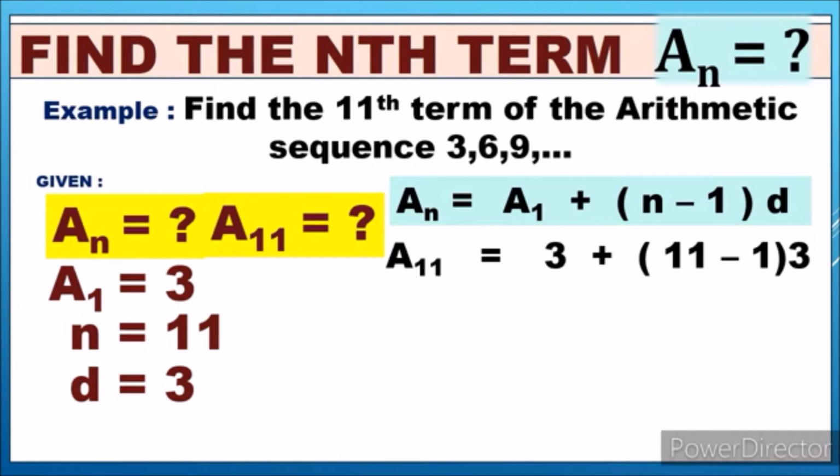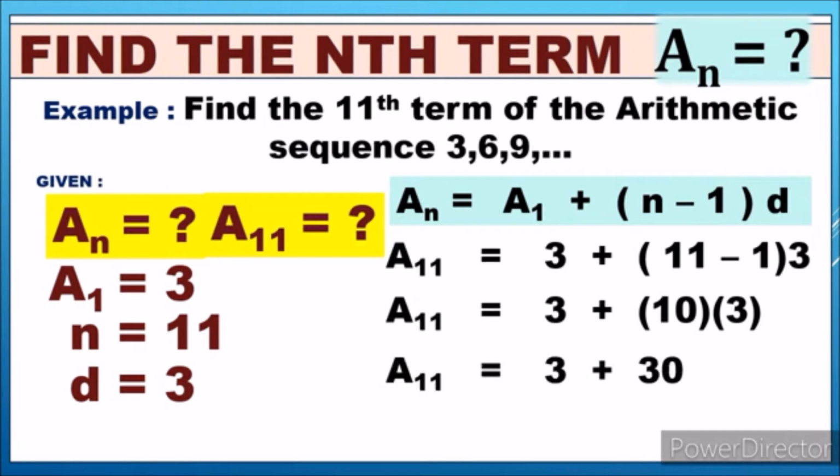And then simplify 11 minus 1, applying PEMDAS, we have 10. So we have now a sub 11 equals 3 plus 10 times 3. And then multiply 10 times 3, that is 30. Then a sub 11 equals 3 plus 30, which is a sub 11 equals 33. So 33 is our 11th term in the given sequence.